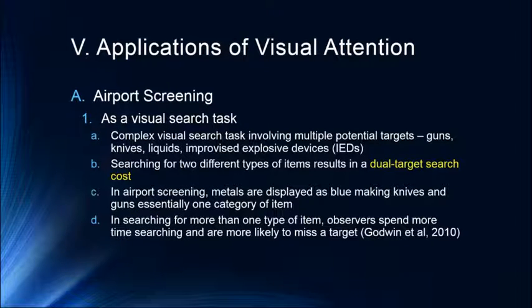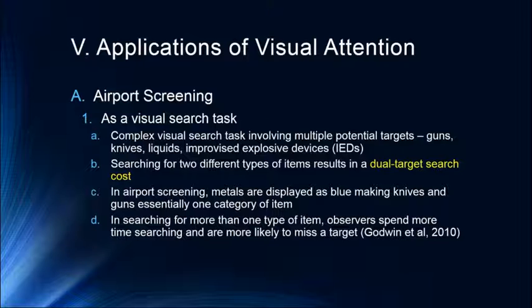And so what you see is that in searching for more than one type of item, observers spend more time searching and are more likely to miss a target. In fact, what Godwin found, and others have found, is they tend to perseverate on unrelated items, and so they spend a lot more time looking for them. So these are two things you don't want in airport screeners. Certainly we don't want people missing knives and guns, but we also don't want them taking a super long time to try to find a target.